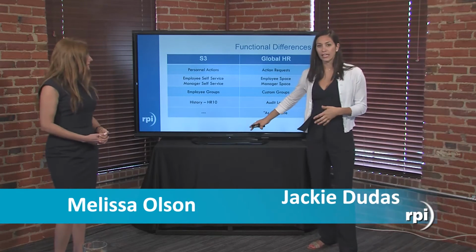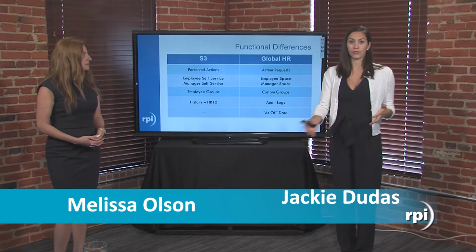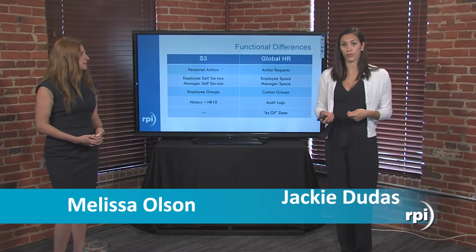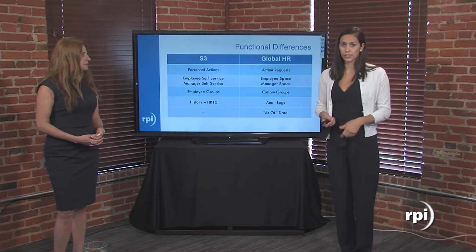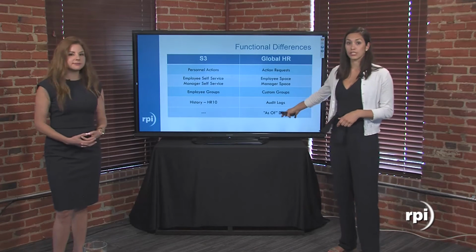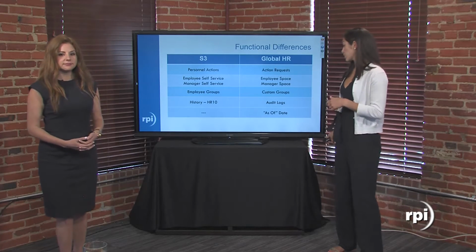You didn't really have that in S3. Depending on the method that you used to reverse it, it just either took it away or moved it to history error. So now you do have that option to see that when you need to.